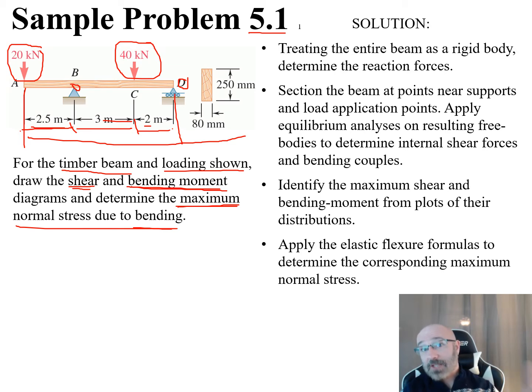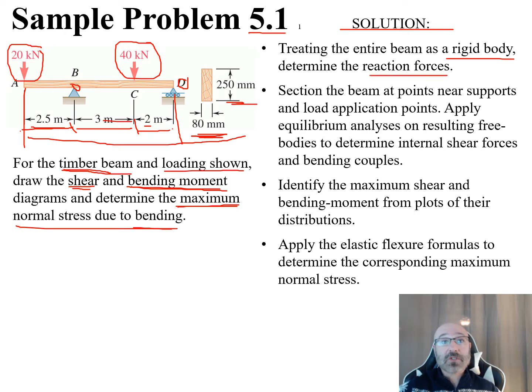Now let's establish a procedure for analysis. Under the solution section, we come up with a general procedure for how we would solve this problem. We treat the entire beam as a rigid body. This is a timber beam, with dimensional lumber of 80 millimeters by 250 millimeters. Treating it as a rigid body, we determine our reaction forces, which, as we recall from earlier in this module, are at points D and B. The next step after that is to do our free body diagram once we've created those reaction forces.